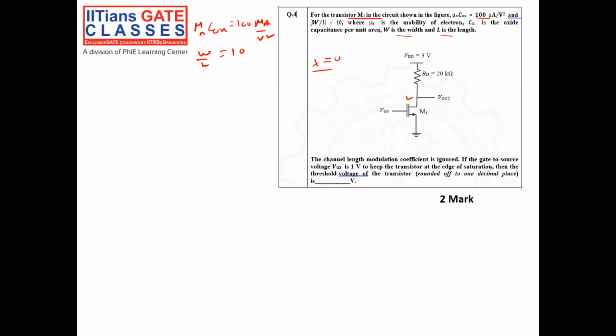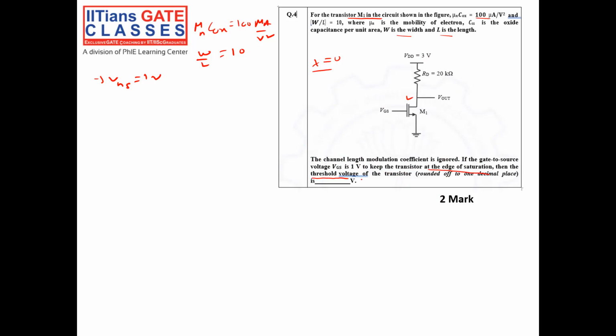If the gate to source voltage is 1 volt, so what is given? VGS is equal to 1 volt. To keep the transistor at the edge of saturation, find the threshold voltage Vt of the transistor.